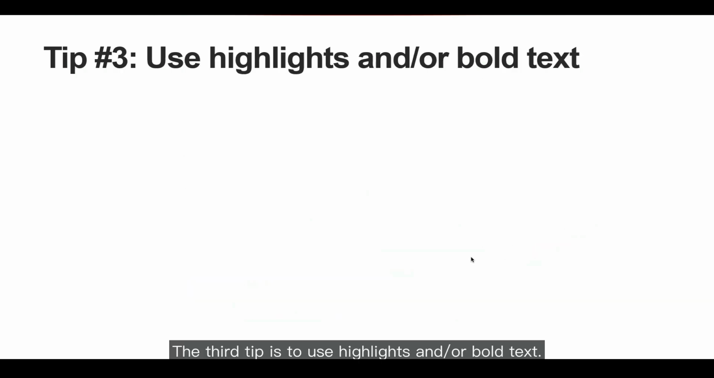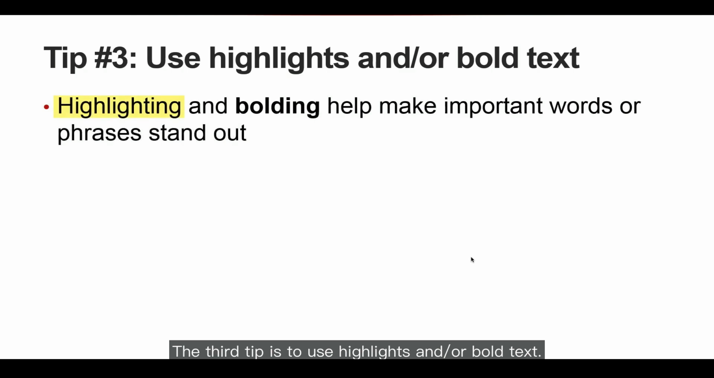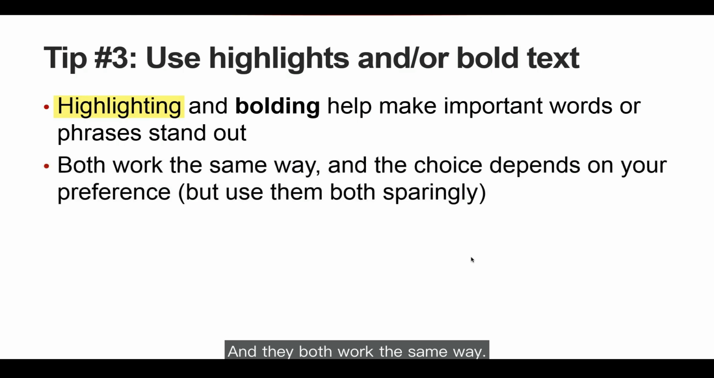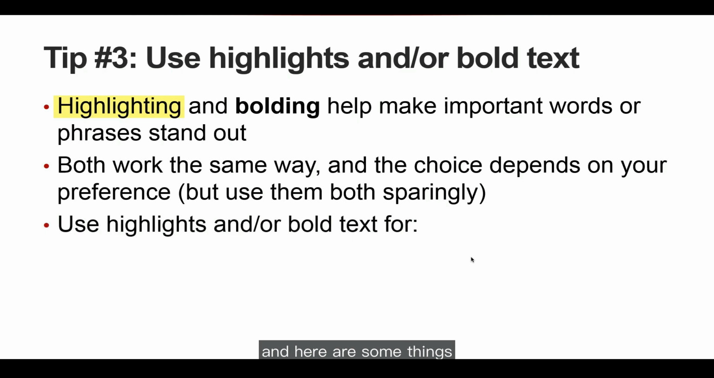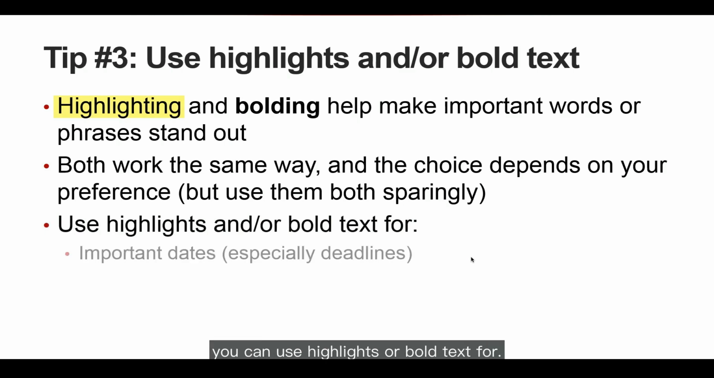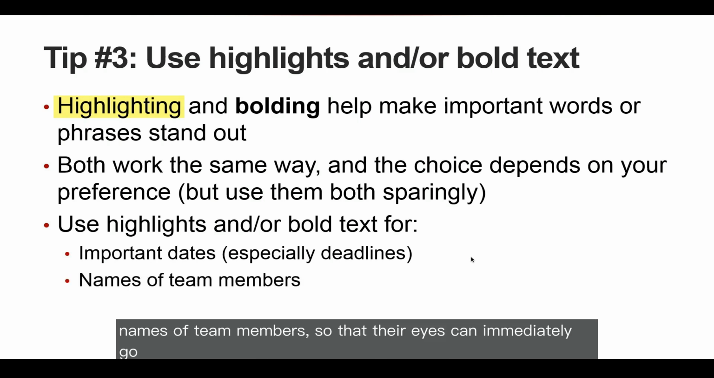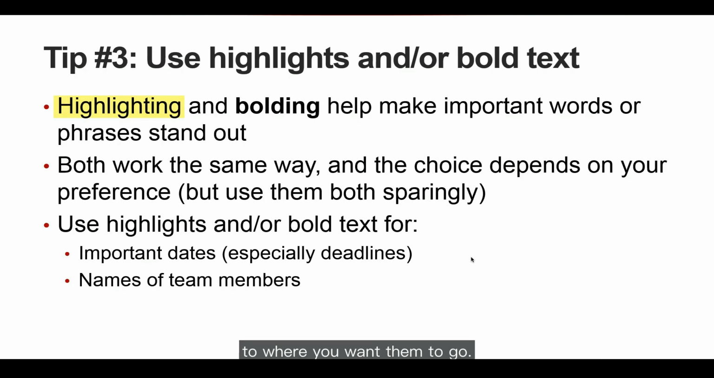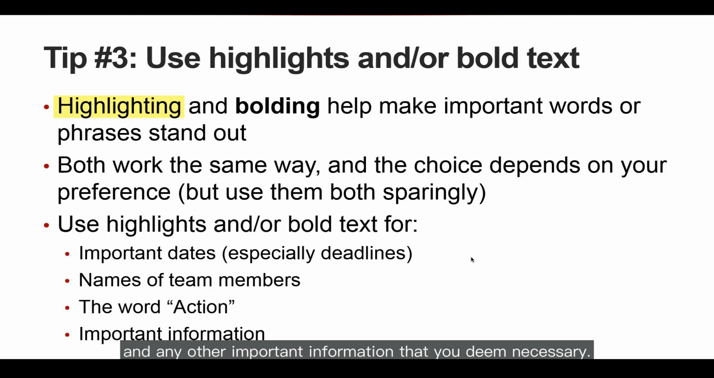The third tip is to use highlights and or bold text. And both highlighting and bolding help make important words or phrases stand out for your team. And they both work the same way, so the choice depends on your preference, but my advice is to use them both sparingly. You definitely don't want your email looking like a neon sign. And here are some things you can use highlights or bold text for. Important dates, especially deadlines, you want those to pop out. Names of team members so that their eyes can immediately go to where you want them to go. The word action, and any other important information that you deem necessary.